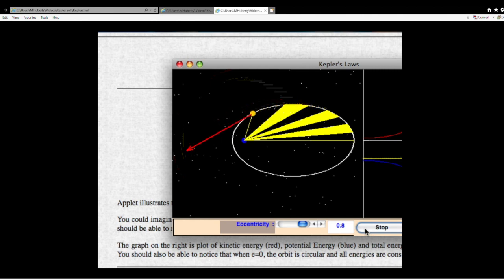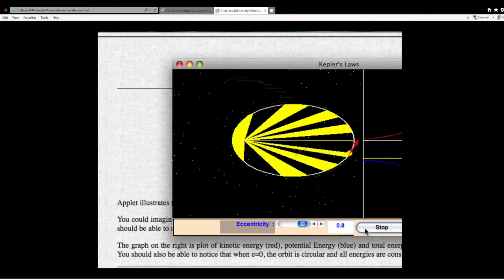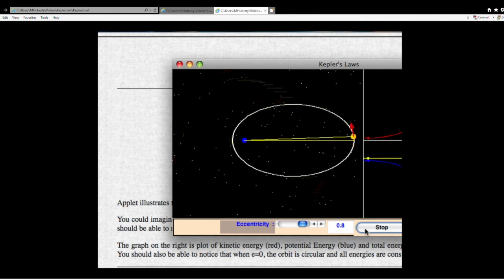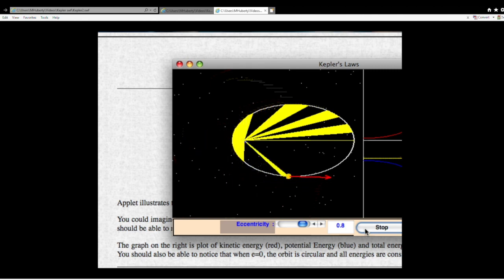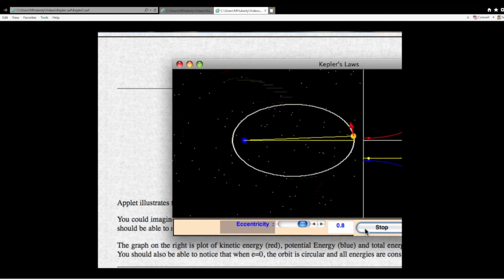Now, what's that red vector indicating? That's indicating the velocity of the planet. Okay, so that's our velocity vector. So as you see, to be able to have equal areas in equal times, it means when the planet is close to the sun, it has to move much, much quicker than when it's farther from the sun so that it can sweep out this equal area for the same amount of time. Okay, so we have to speed up in those cases.